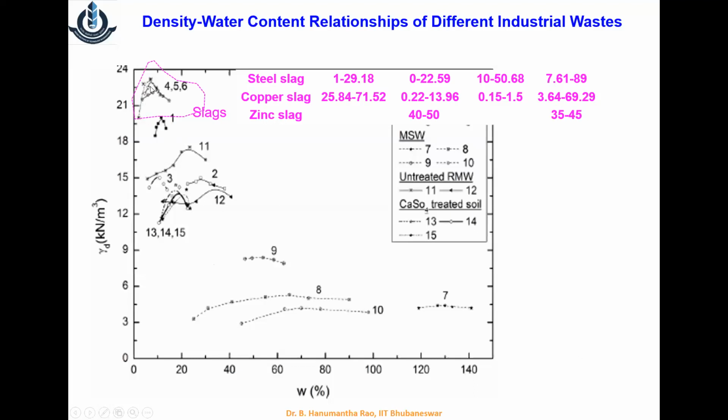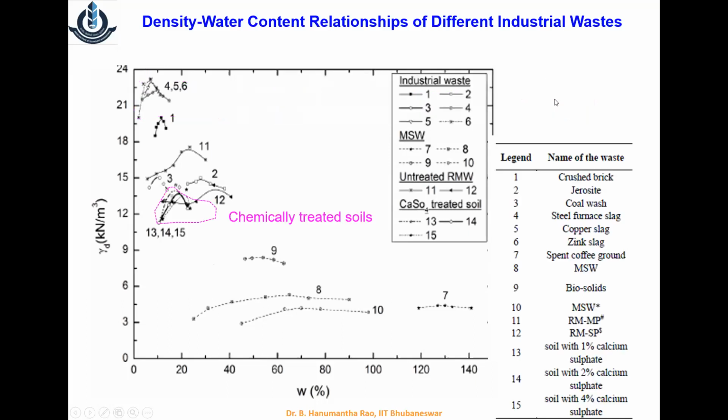All these graphs were produced from different literature. If you look at these graphs, the gamma D is substantially high, but the moisture content is substantially low. And if you look at their chemical compositions, these particular slags are dominant with a particular oxide composition. The first one is SiO2, the second one is Al2O3, the third one is CaO, and the fourth one is Fe2O3. Similarly, the soils which are chemically treated, treated with different chemicals, are intermediate. So the compaction behavior lies between the slags and the municipal solid waste.